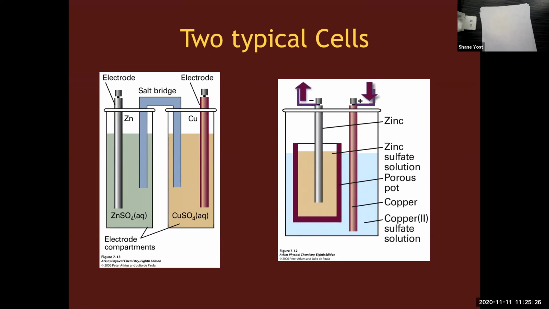Semi-permeable. Thank you. Semi-permeable membrane. That doesn't allow the molecules involved in the chemical reaction to flow across the membrane, but can allow something like sodium or potassium or chloride, your ions, to maintain net charge neutrality with these solutions that flow between them.